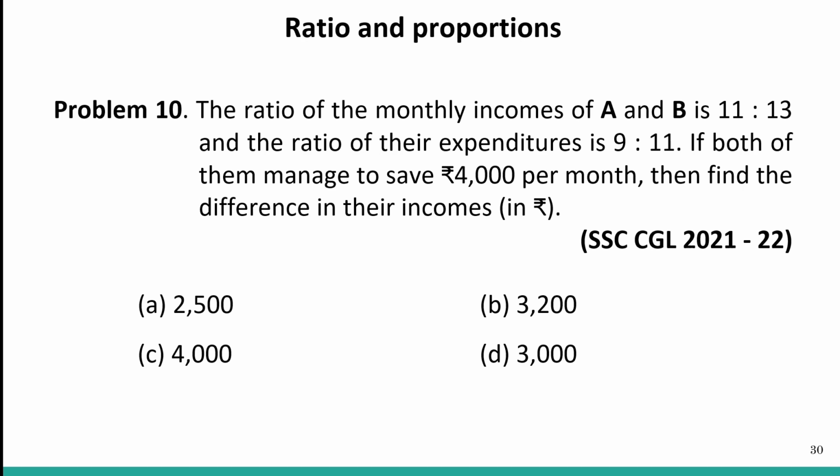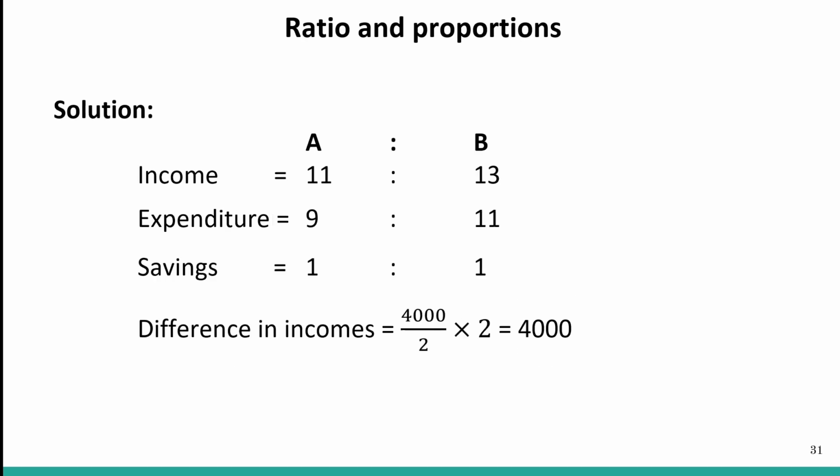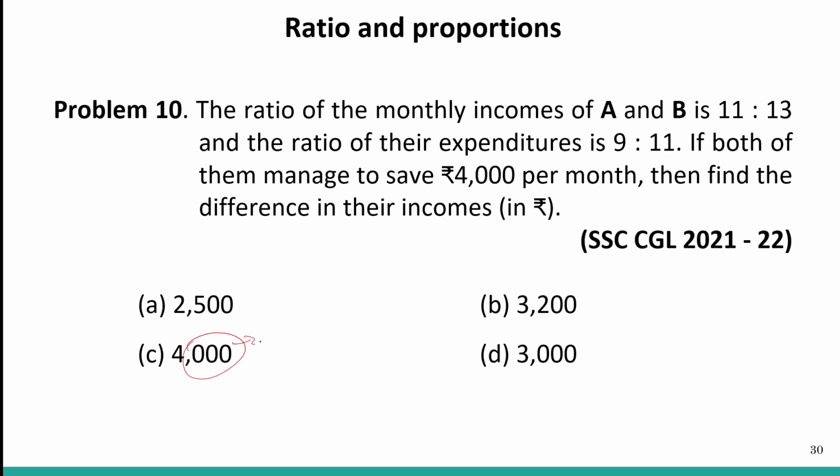The ratio of the monthly income of A and B is 11 is to 13. And the ratio of their expenditure is 9 is to 11. If both of them manage to save 4000 per month, then find the difference in their incomes. Okay, is it 2500, 3200, 4000 or 3000? So income of A is 11, income of B is 13 if we are given in ratios. Expenditure is 9 is to 11, savings is 1 is to 1 respectively for A and B. So difference in income is equal to 4000 by 2 into 2 is equal to 4000. Correct answer. These are all wrong.